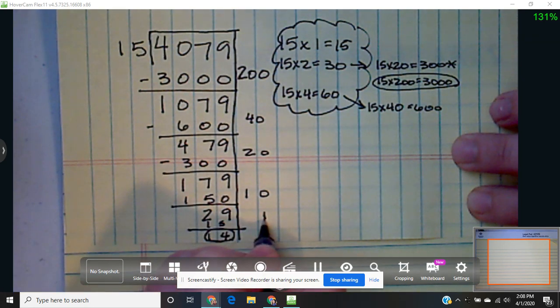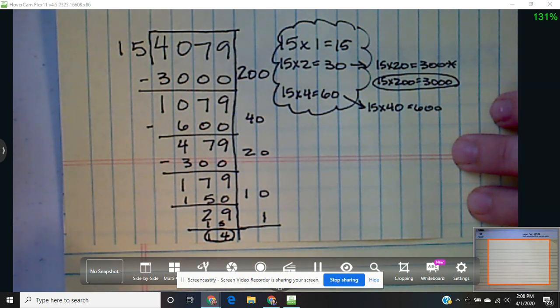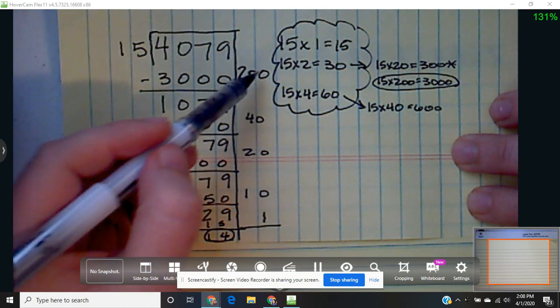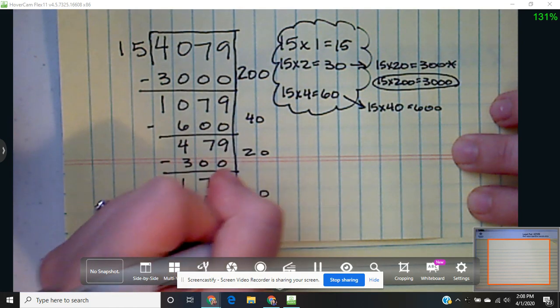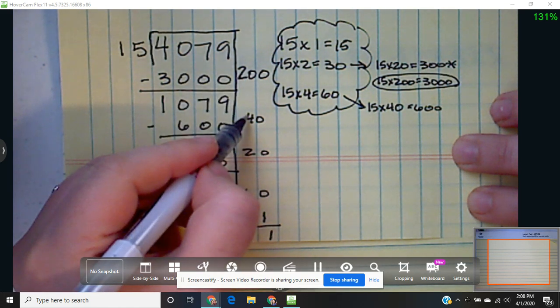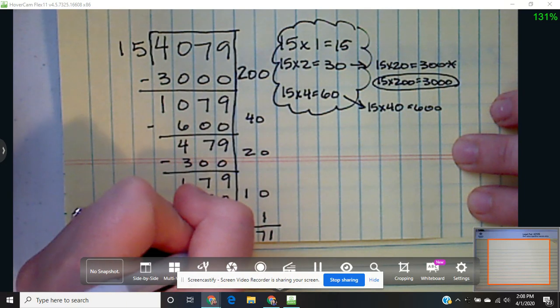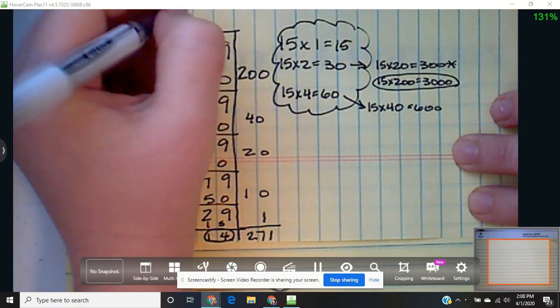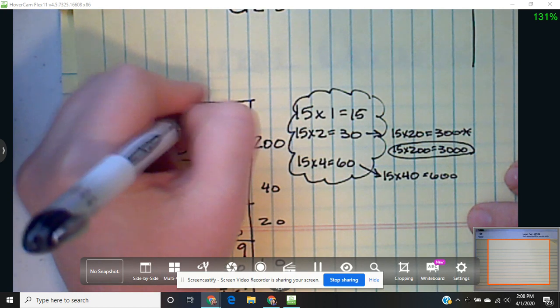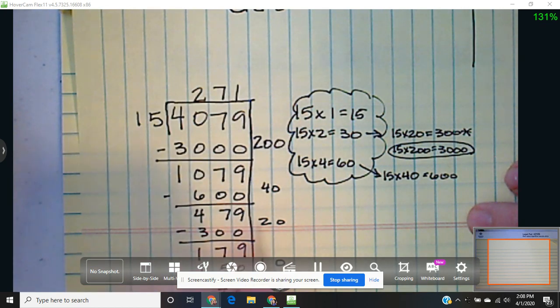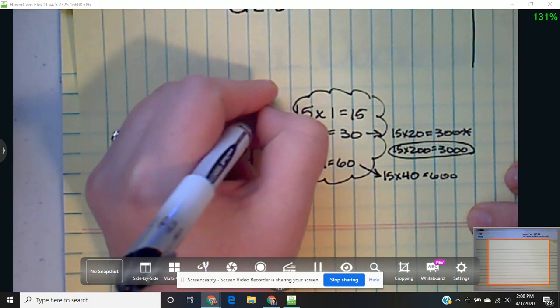That's just something I like to do just for my own documentation. It's a strategy that I use. It's not a required strategy. Then I can add up my total number of groups of 0, 0, 0, 0, and 1. 0 plus 4 plus 2 is 6 plus 1 is 7, and only 1 left. So my quotient is 271 groups with a remainder of 14.